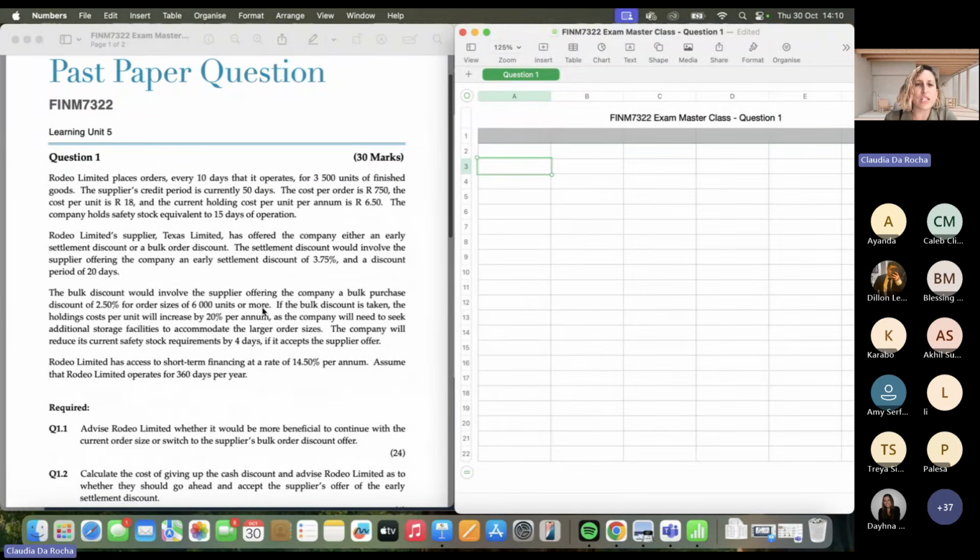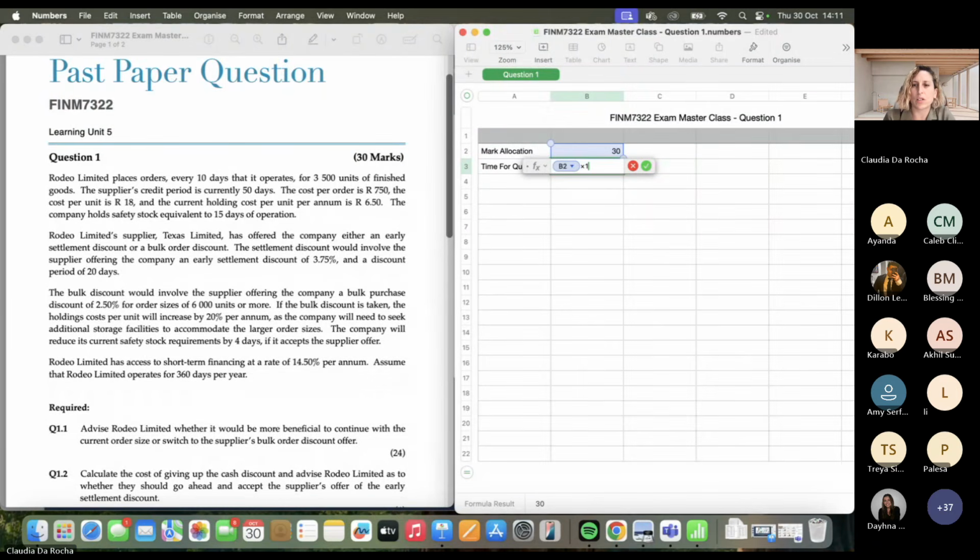All right, so Learning Unit 5 question is out of 30 marks. So mark allocation is 30. The time for the question, we take the 30 and we times it by 1.8, so 36 minutes. 30 marks, 36 minutes, right?